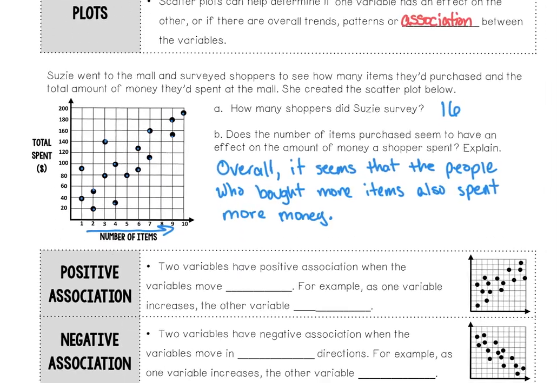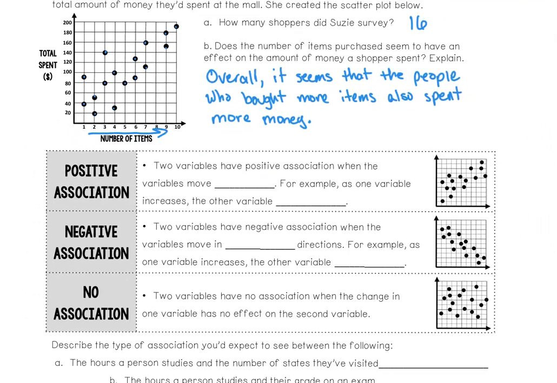Okay, so there are 3 types of associations with scatter plots. The first one is a positive association. So let me get my pen. 2 variables have a positive association when the variables move together. For example, as one variable increases, the other variable increases. So as we go to the right, we're increasing, and as we go up, we're increasing. So they're both increasing.